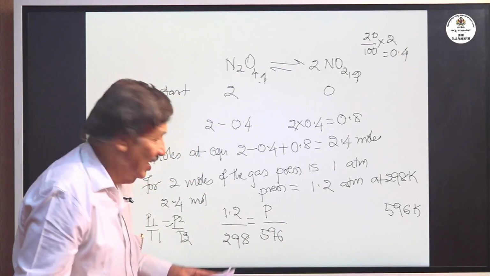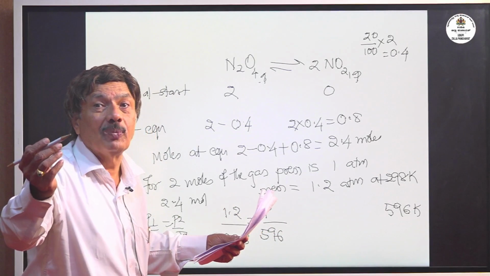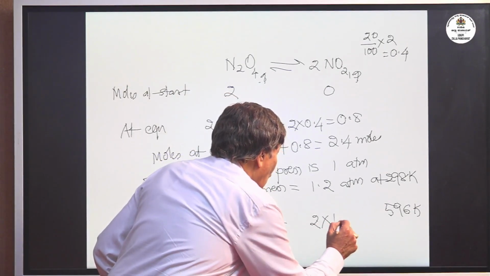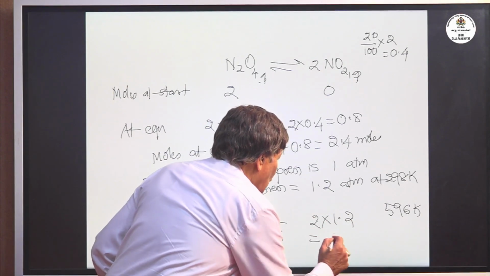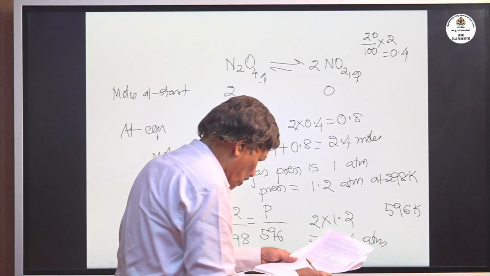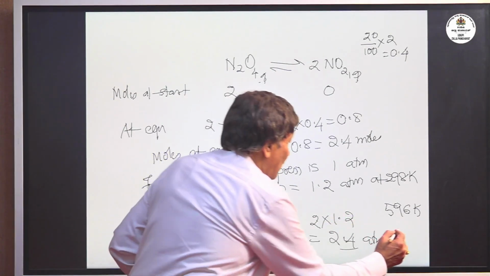This is the question now. See here, the temperature is doubled, so obviously the pressure also is to be doubled. The answer is 2 into 1.2, that is 2.4 atmosphere. That is option B. Option B is the right answer.